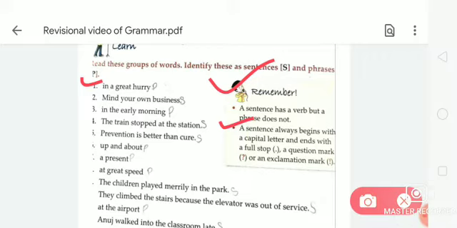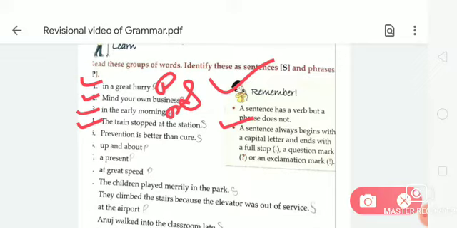Okay, so let's do the given exercise. The first is: in a great hurry. Tell me, does this given group of words make any sense or not? Students, this group of words doesn't make sense, so it will be a phrase. So in front of it we will write P. Second is: mind your own business. Is it a phrase or a sentence? It is a sentence, so we will write S. Third, in the early morning. What is this? It is a phrase, so we will write P.